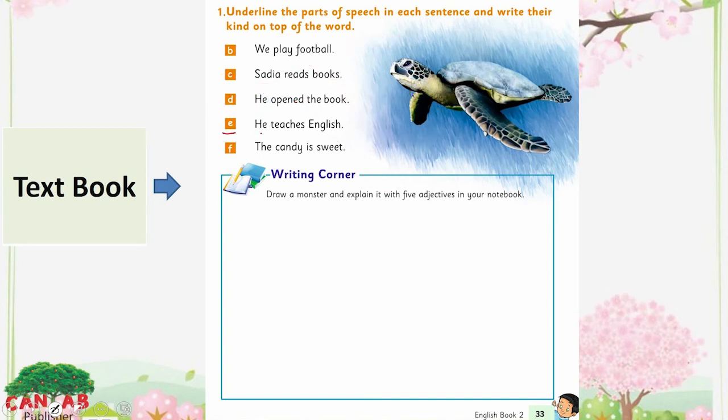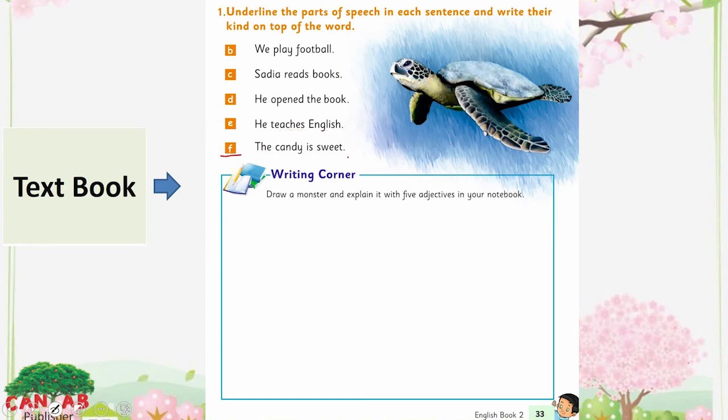Sentence E. He teach English. Yes, he is a pronoun here. And teach here is what? Yes, a verb here. And English, yes, a noun here. A subject. English क्या है? Subject है, तो ये भी आपका क्या होगा? Noun में आएगा.